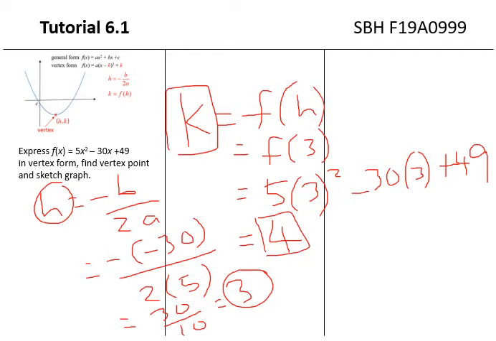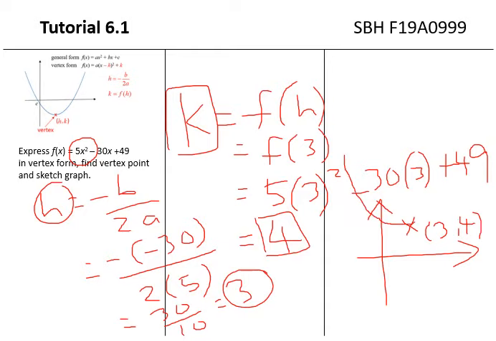So the vertex point is (3, 4). When we look at the first term here, we find that the value is positive. So we're expecting there will be a so-called minimum point, or we call it the smiling face. The vertex point is (3, 4). This will be our curve, the quadratic function for f(x). Okay, this is the graph that we sketch.